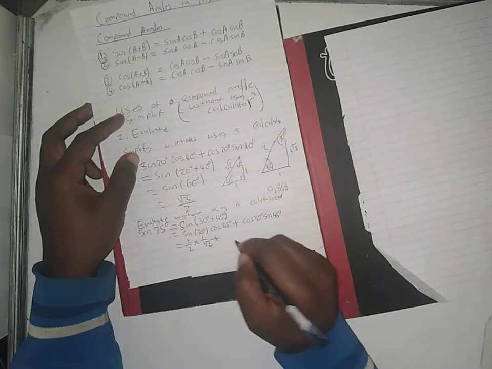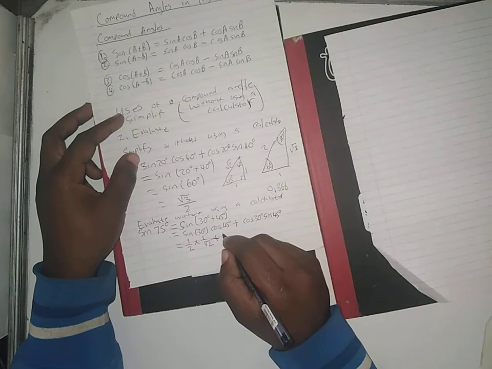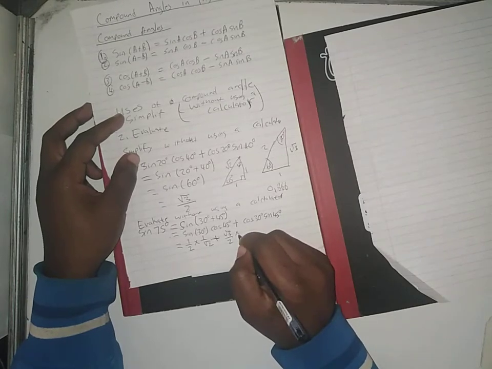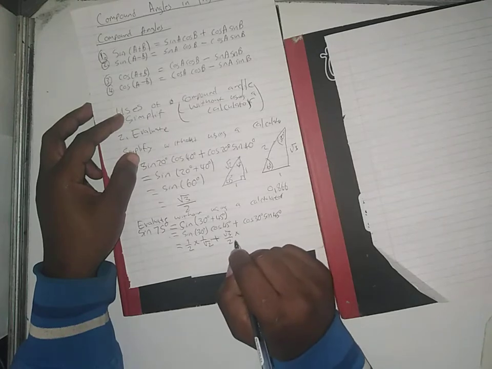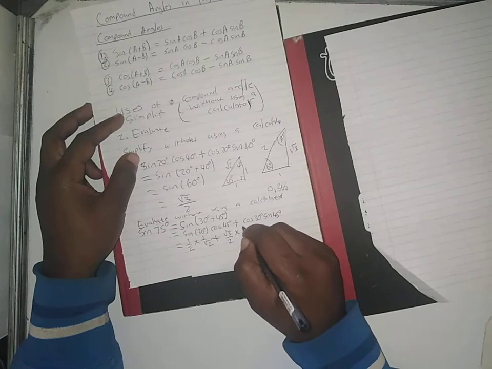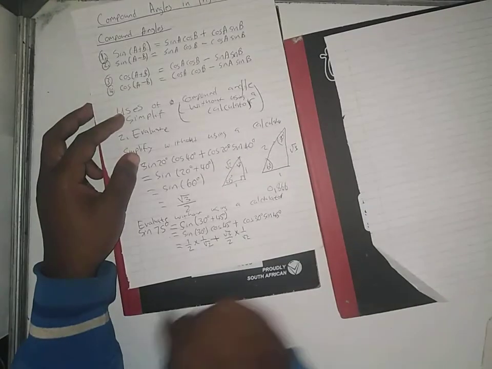And then plus, and then cos 30. What is cos 30? Cos 30 is nothing other than root 3 over 2. You can also check that one, and then multiply by, and then sine 45, and sine 45 is also 1 over root 2.